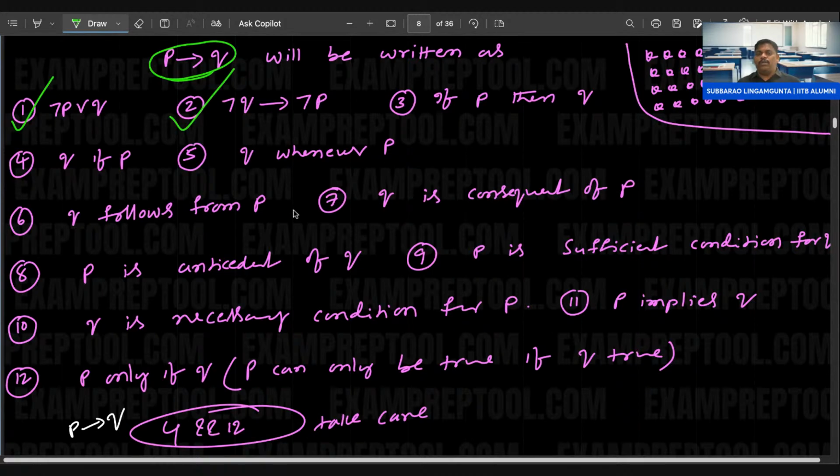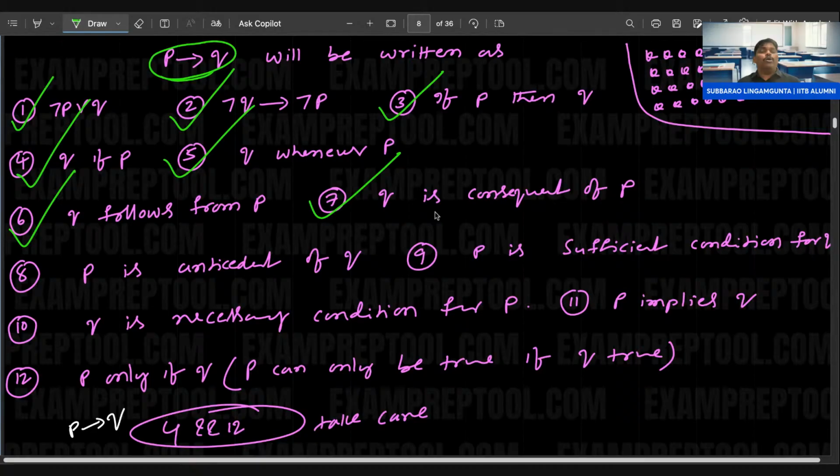That is also equal. Next one, this can be written as if P then Q. This can also be written as Q if P. From P, Q is coming, which means Q is the result. Next one, Q will happen whenever P. Q is the answer whenever P. Next one, Q came from P. Q follows from P.